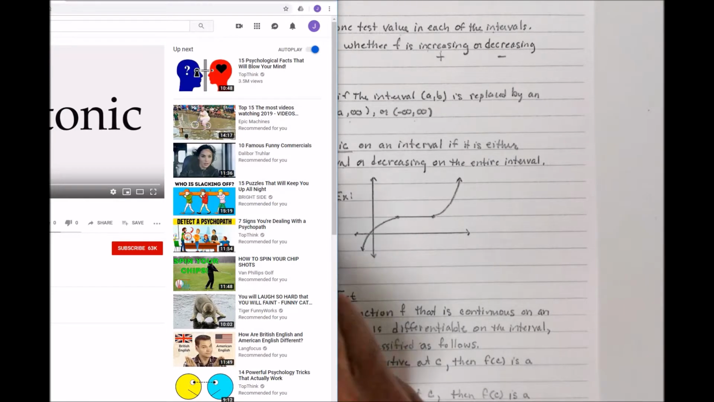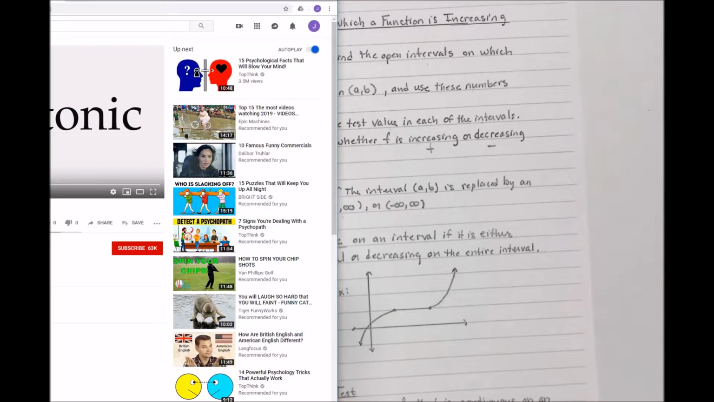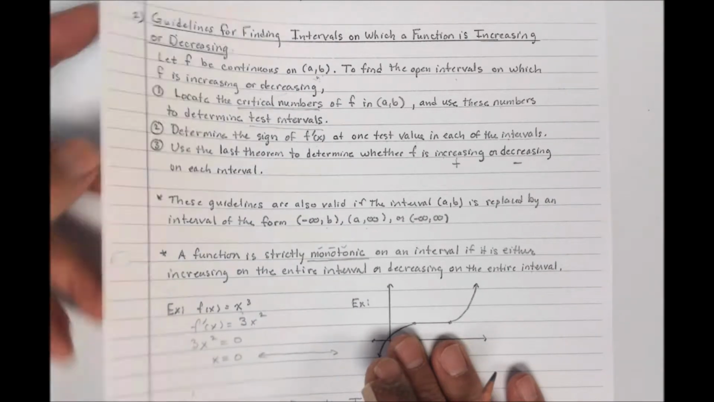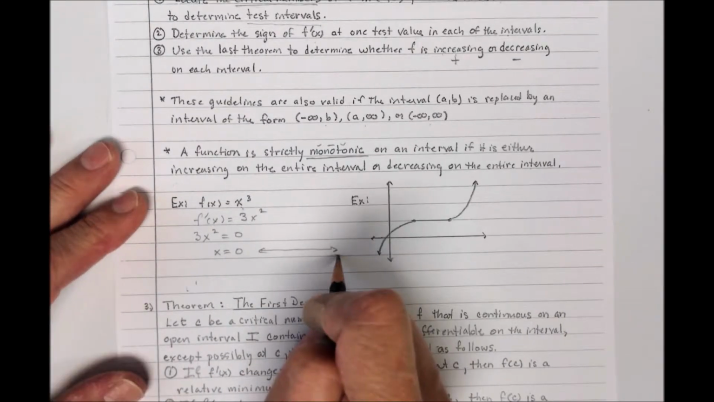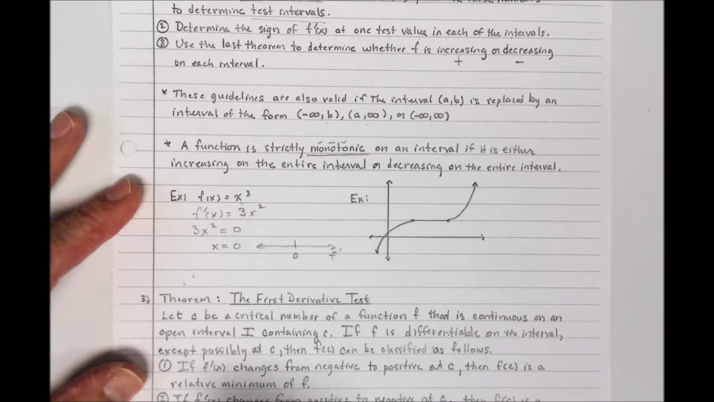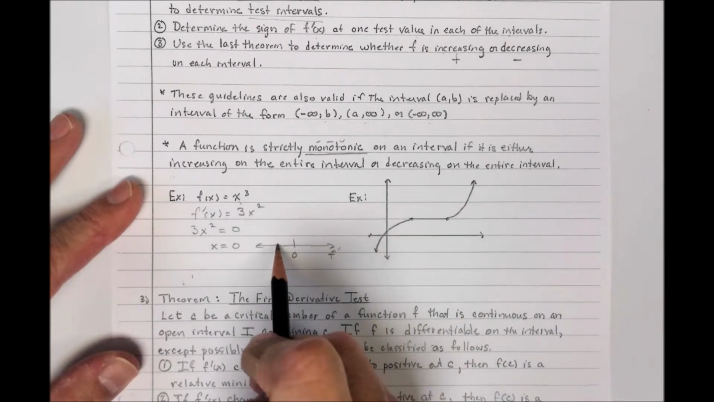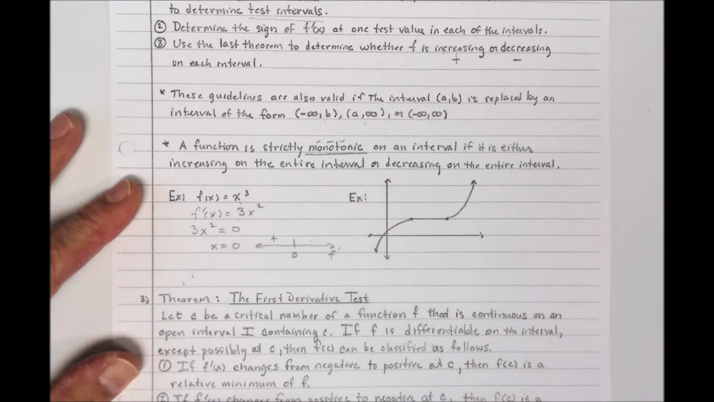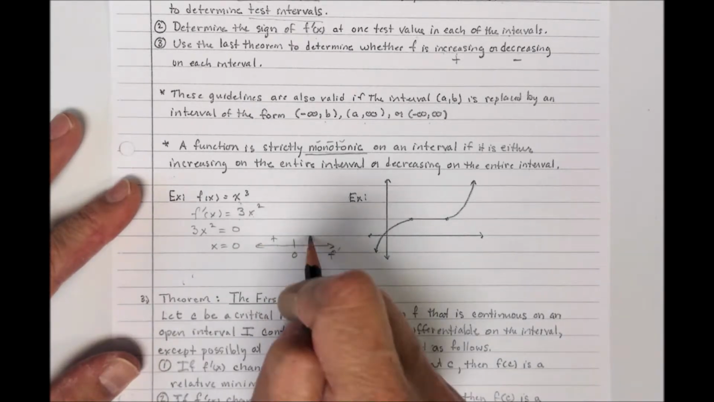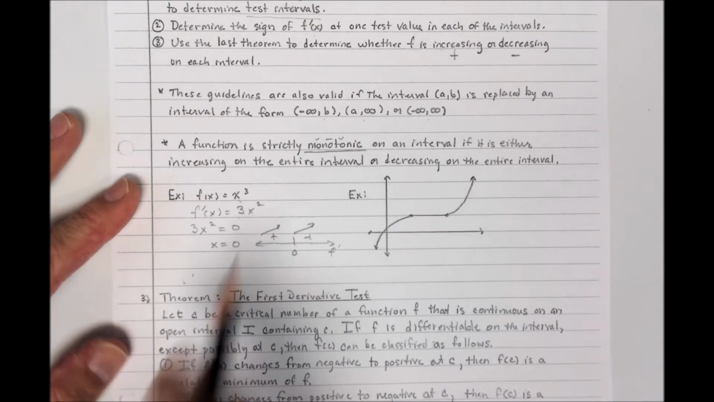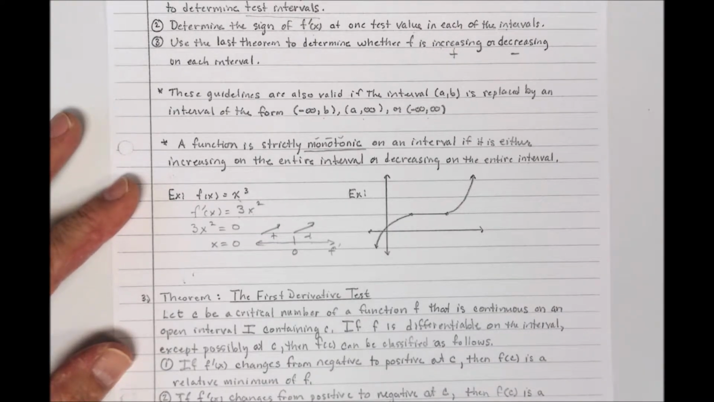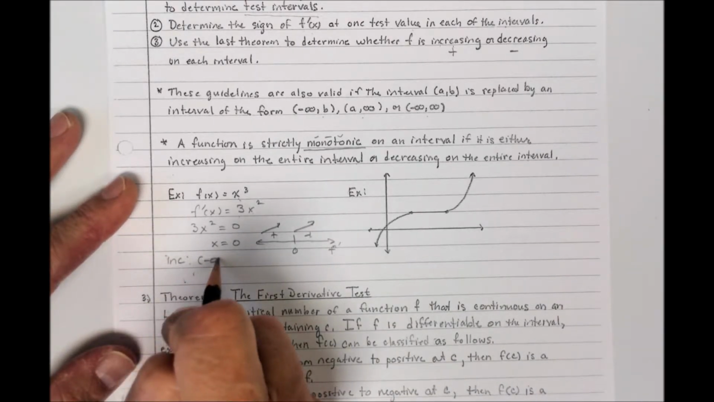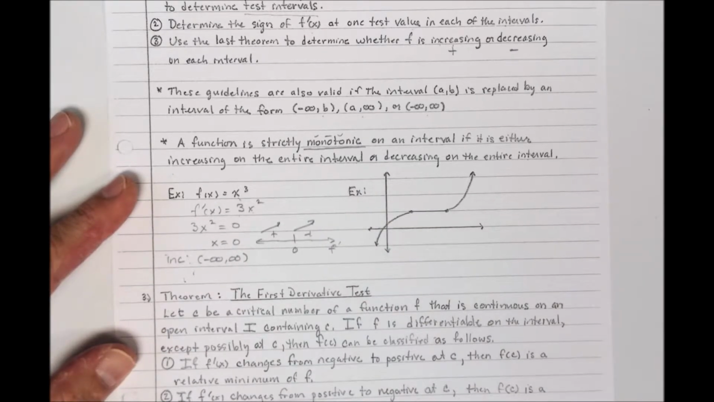If I draw out my number line, following all the guidelines here, for f prime, put 0 down and test it, take a number from, let's say over here, -1. Plug -1 into the derivative, I get positive. Take a number over here like +1, plug it in, positive. This thing is increasing, this thing is strictly monotonic. It is increasing for all values, so increasing from -infinity to infinity. Here's an example of a function that is strictly monotonic.